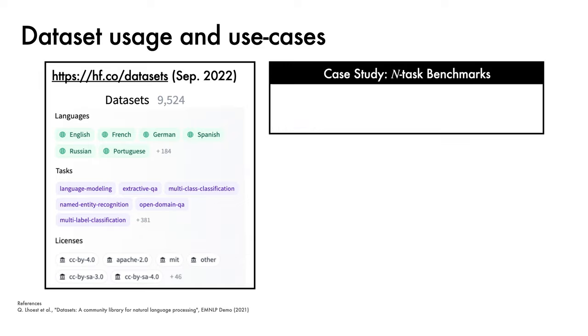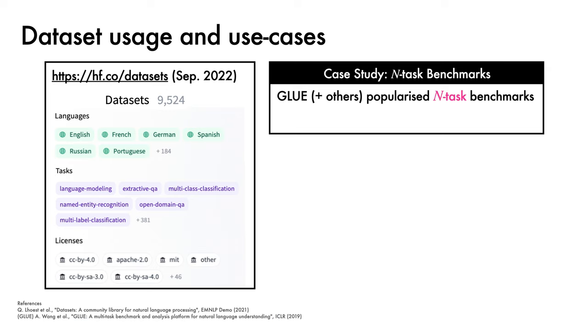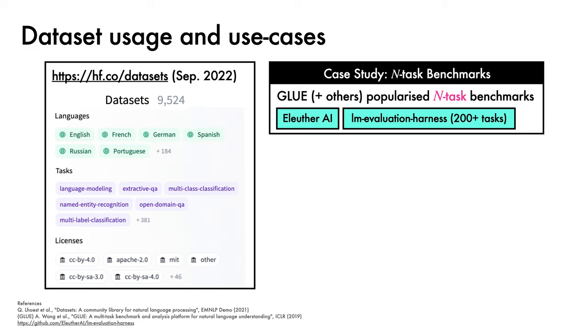One case study relates to n-task benchmarks for pre-trained models. This paradigm was popularized by benchmarks like GLUE and others, in which a diverse set of tasks are used to evaluate a single model. As an example use case, EleutherAI used the datasets library to develop their LM evaluation harness, which currently supports more than 200 tasks.